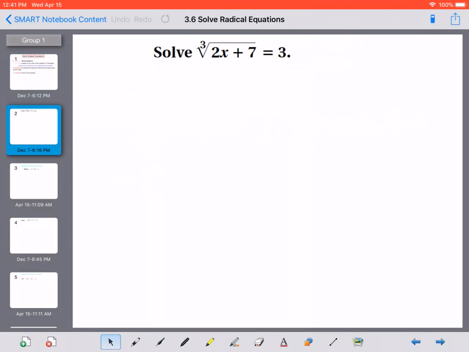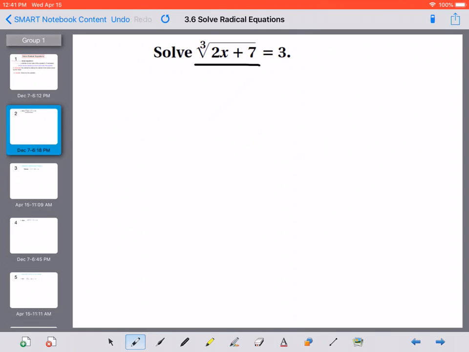Okay, let's work through this example here. Remember, step 1 was isolate your radical. If you look here, our radical is right here, and it's already all by itself, so now we can move to step 2. You want to get rid of the radical by raising the radical to the power that is the same as the index.